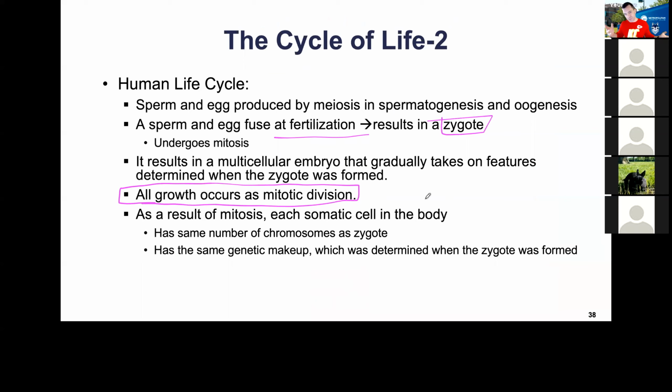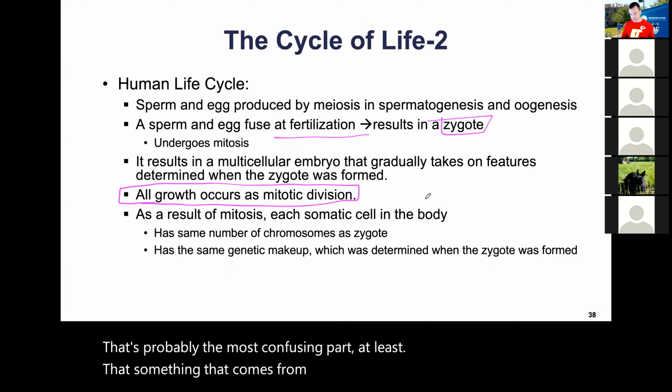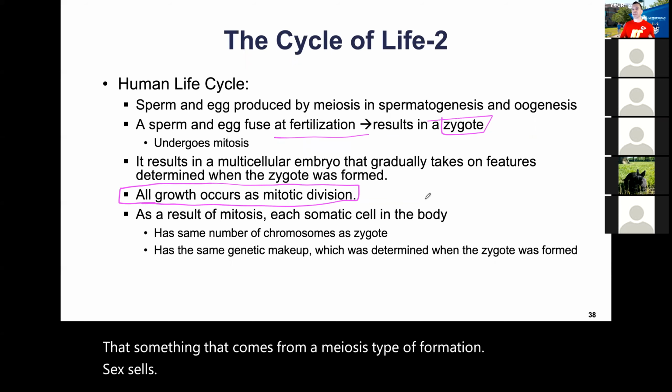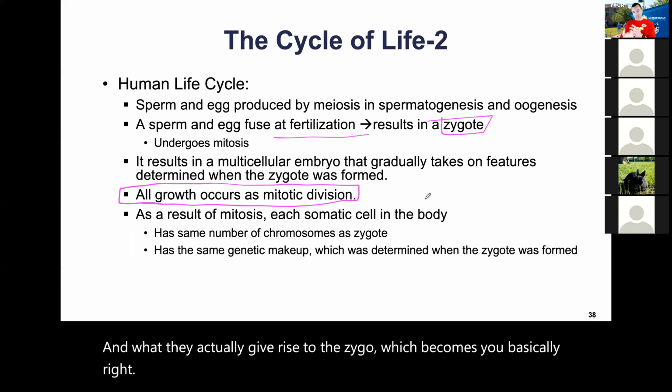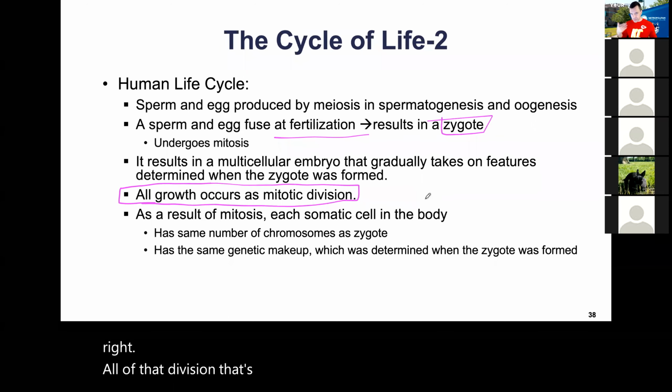This is probably the most confusing part: something that comes from a meiosis type of formation, sex cells, and what they actually give rise to, the zygote, which becomes you, basically. All of that division that's occurring in utero inside mom is all mitosis.